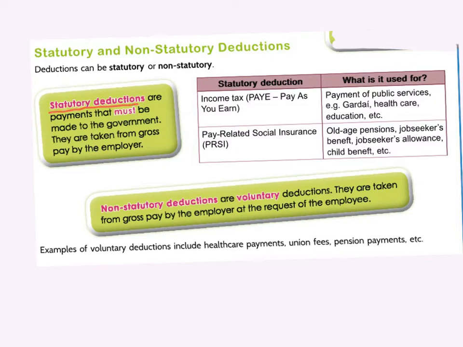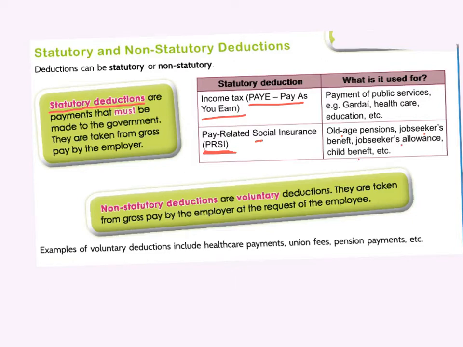Statutory deductions are the ones that must be made to the government. So tax is a statutory deduction. Income tax is the one that we use, PAYE. That's a statutory deduction. What we pay that for is that it pays for public services, so teachers, Gardaí, doctors, nurses, and so on. But it also helps to build roads and build schools. Another example is PRSI, pay-related social insurance. Things like old age pensions come out of that, job seekers benefit, job seekers allowance, and child benefit.